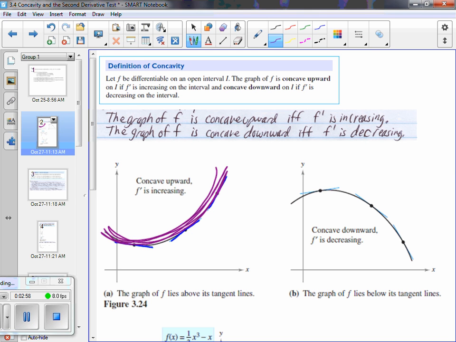A good example is what the book's done here. A good way of looking at it is by slopes of tangent lines. Think of the derivative as the slope of the tangent line. As you move from left to right, every time you move over to the right, the slope gets bigger. Therefore, the derivative is increasing. So whenever the graph is concave upward, the derivative is increasing. Whenever the derivative is increasing, the graph is concave upward. That's the definition of concavity.